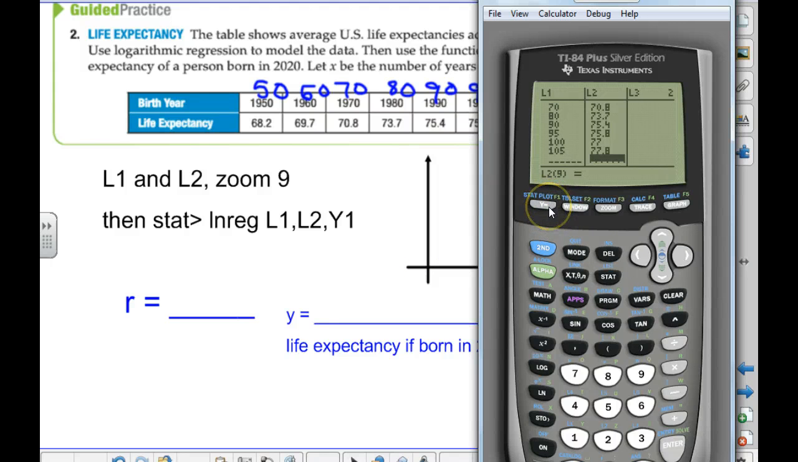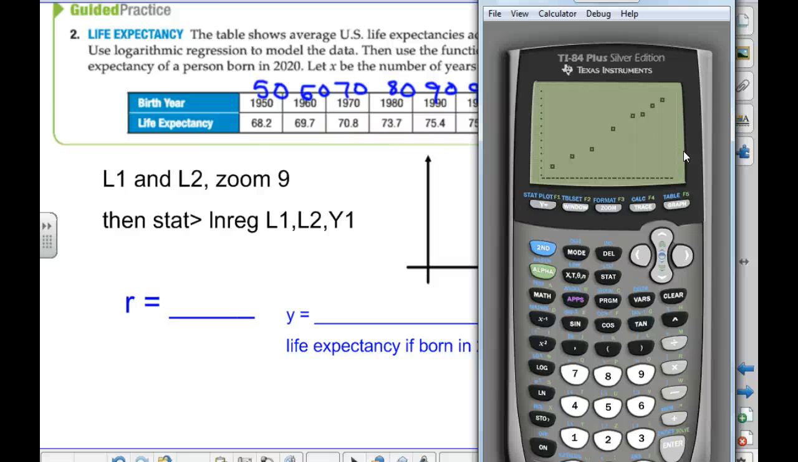Your list 1 and list 2 should still be in your stat plot. You want to go to y equals and clear out that equation. And then you can do a new zoom 9 to set the window, and this is what we get. Honestly, I would have looked at this as probably linear. If I had just graphed and looked at this, I would have said that looks pretty linear.